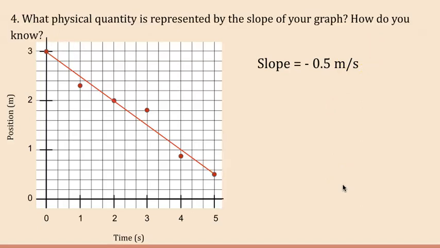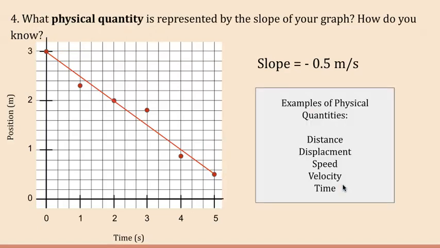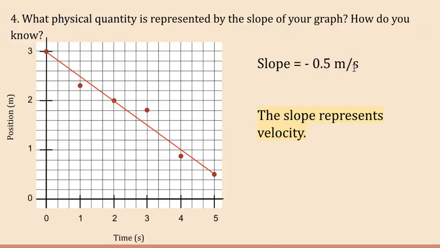Question 4 asks, what physical quantity is represented by the slope of your graph? How do you know? A physical quantity is something like this: distance, displacement, speed, velocity, or time. Throughout the year in physics class, we're going to have many, many more, but these are some examples of physical quantities we've learned about so far. And out of these physical quantities, only 2 are measured in meters per second, speed and velocity. The big difference between them is that only one of them is allowed to have a negative number. So since my slope is negative 0.5, that's going to tell me that the slope represents velocity.